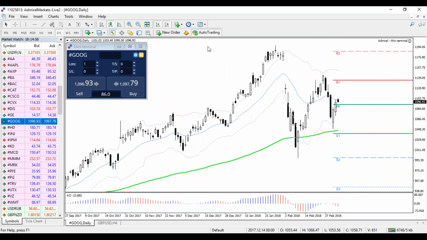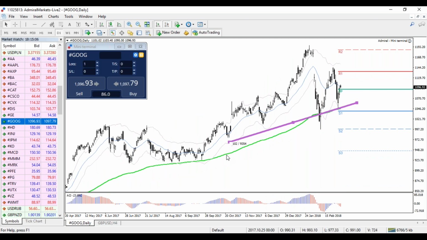This could be interesting, maybe. It's in a triangle. Maybe if it gets back to support, could be another bounce.